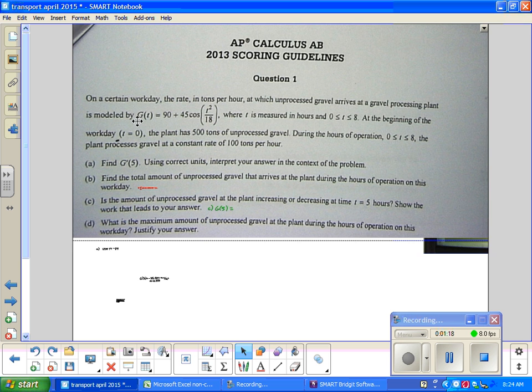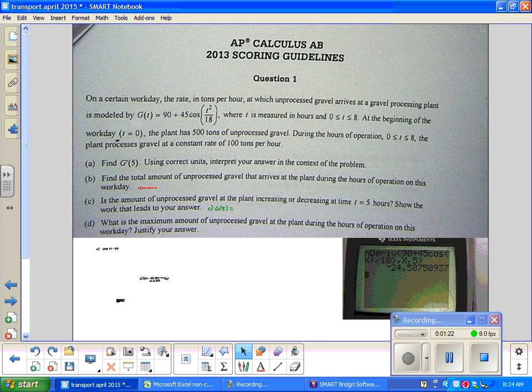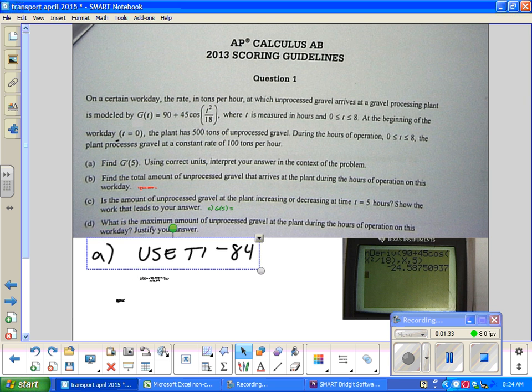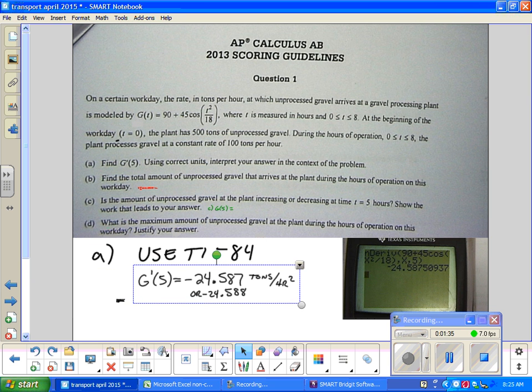Okay, G prime of 5, well that's pretty easy, especially on a calculator test, and I think I did it right here. It's a little hard to see, but it says n derivative of the function at x5 is negative 24.5875. What I did here using the TI-84. And again, they had 2 answers on the test, so I went with those. And again, that's tons per hour squared. Just taking the derivative of tons per hour.